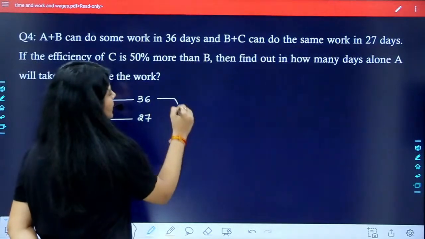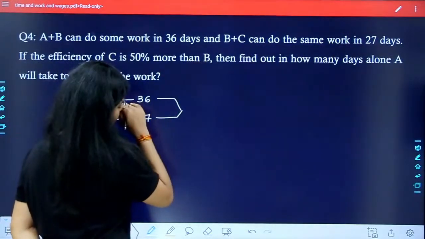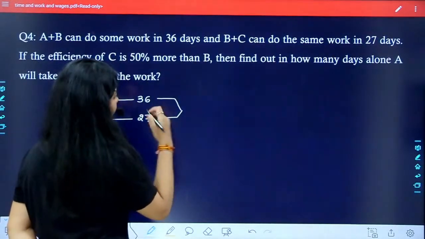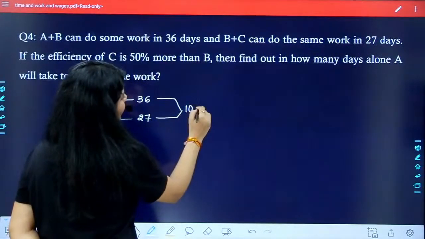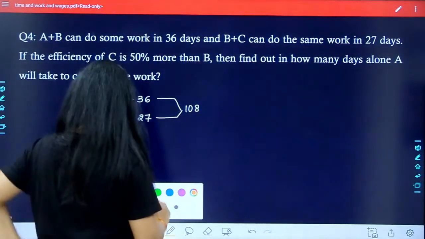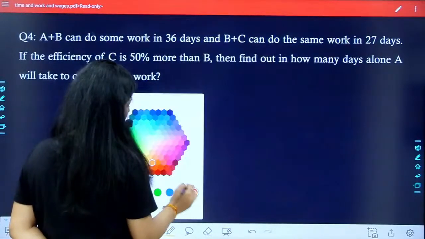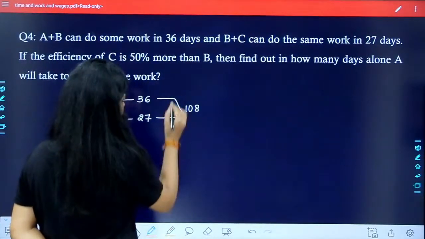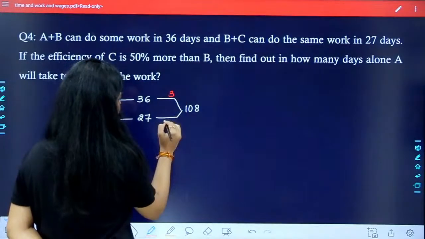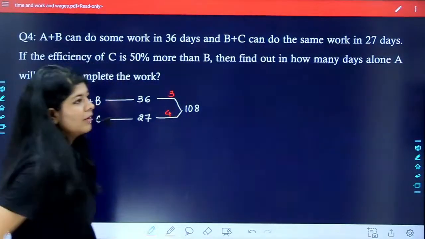Now again, we have to follow the same procedure. We have to find the LCM over here, and the LCM is equal to 108. So this is a multiple of 3, and this is a multiple of 4, right?